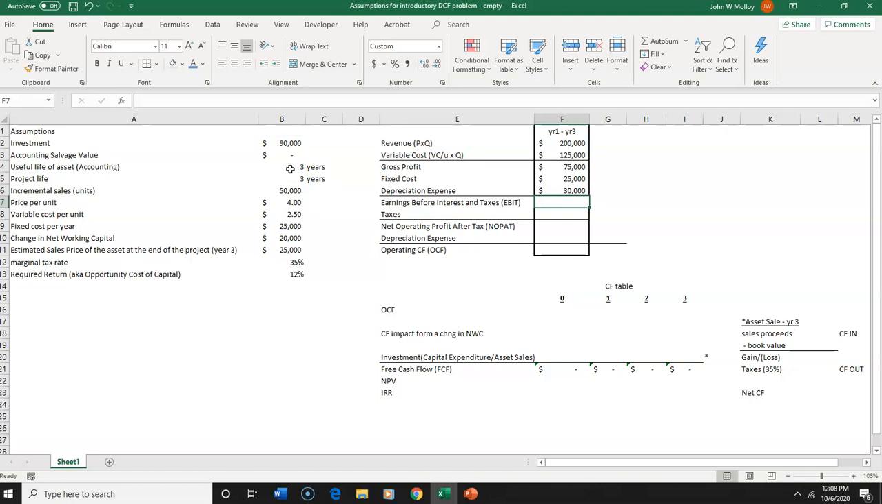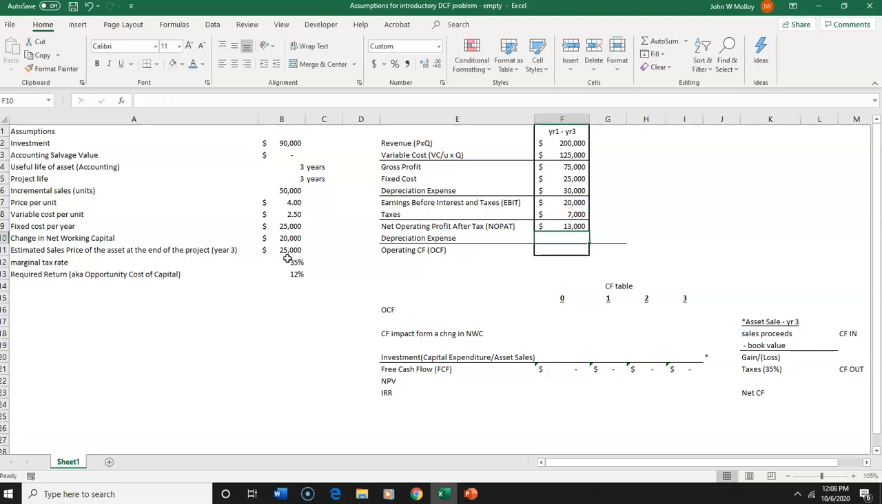Okay? So my earnings before interest and taxes would be 75,000 minus 25,000 minus 30,000. So now I'll get 20,000 as my earnings before interest and taxes, okay? Then I'm going to take my marginal tax rate, so I'll take 20,000 times the 35%, and I'll get 7,000. Then I'll take my earnings before interest and taxes and subtract 7,000 in incremental taxes and get 13,000.